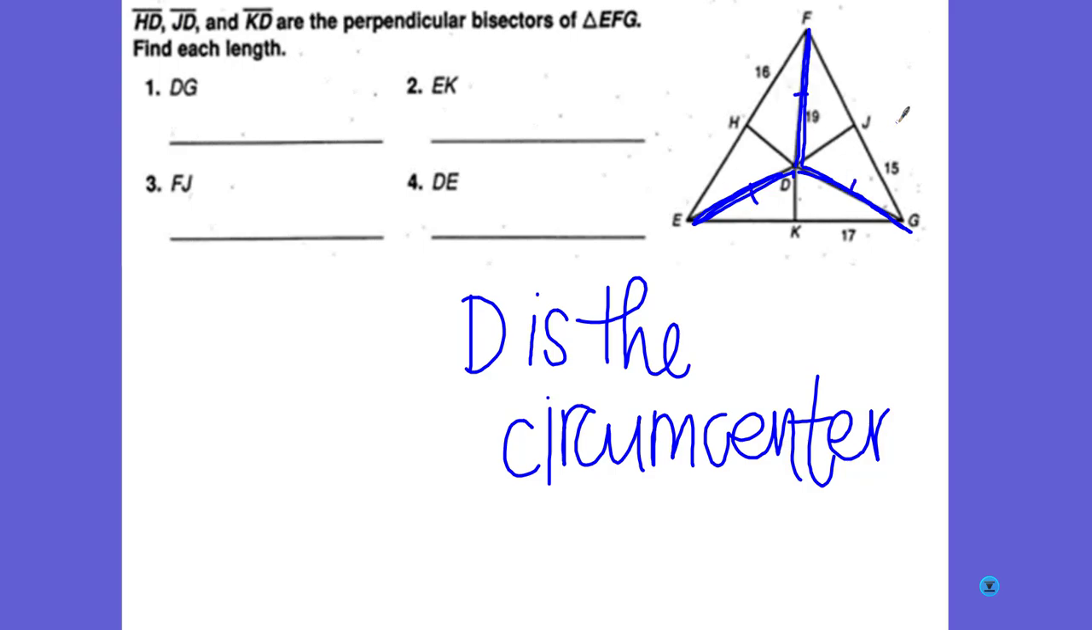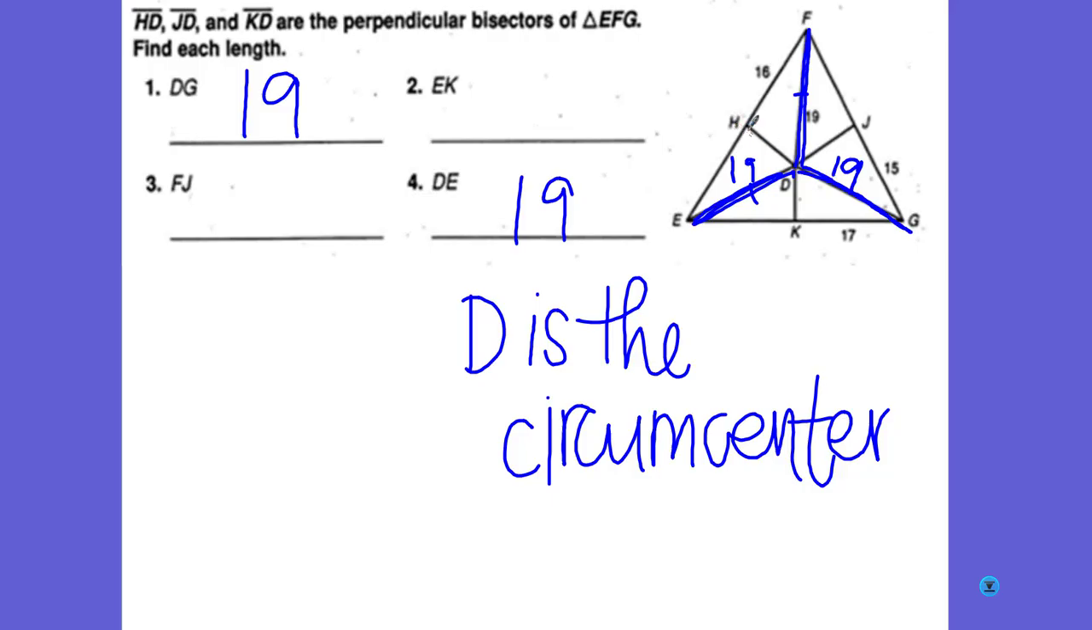So we know that the distance from D to F is 19. So that means that the distance from D to E is going to be 19. And the distance from D to G is going to be 19. So from D to G is 19, and from D to E is 19, because your circumcenter is equidistant to the vertices.